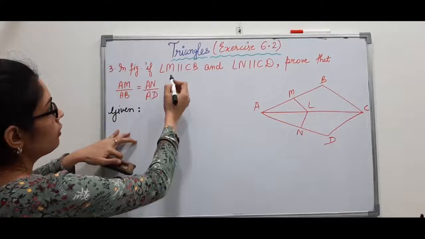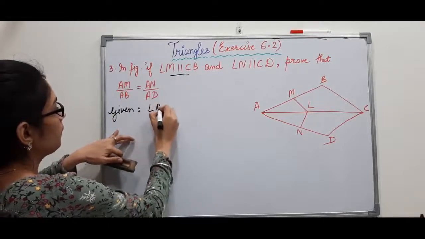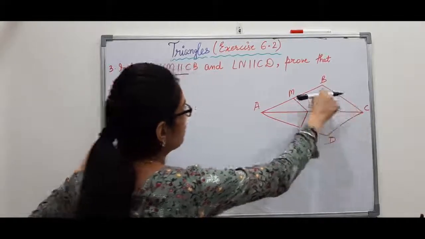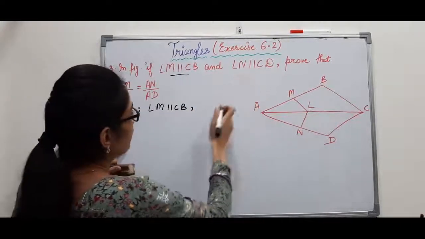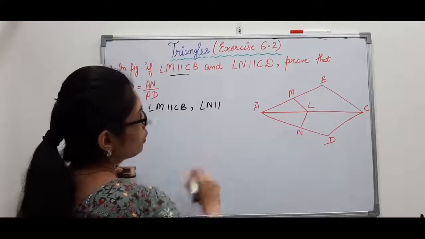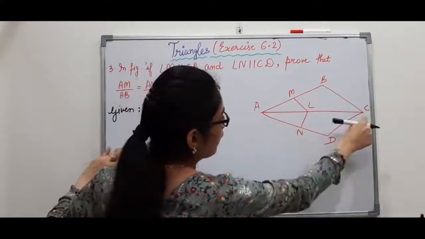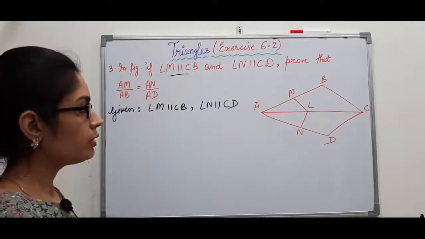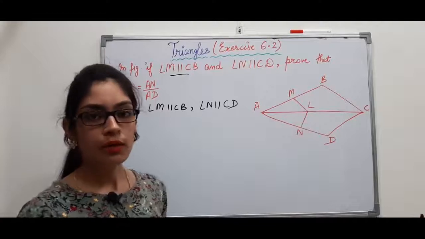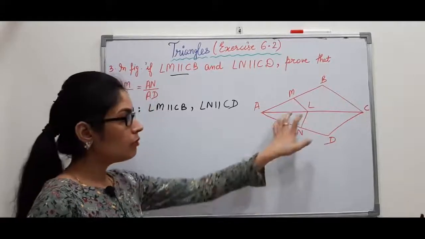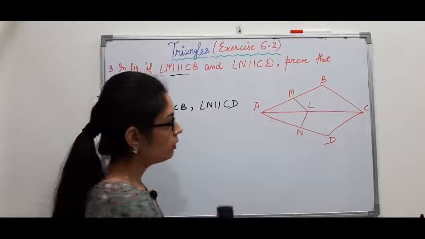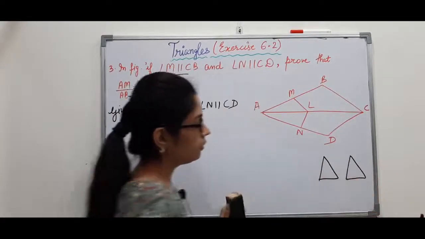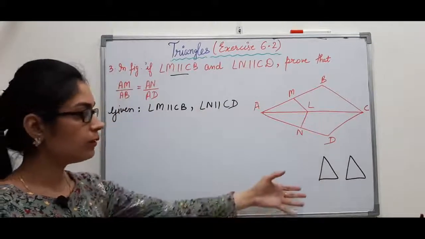So what is given? You have been given LM is parallel to CB, and LN is parallel to CD. So these two things are given to you. See, two triangles are there. While doing the theorem also, I explained that whenever different triangles are there, draw a rough sketch of the single triangles, so that you can use the results easily.